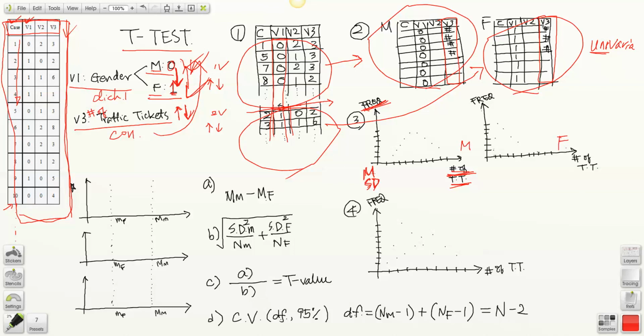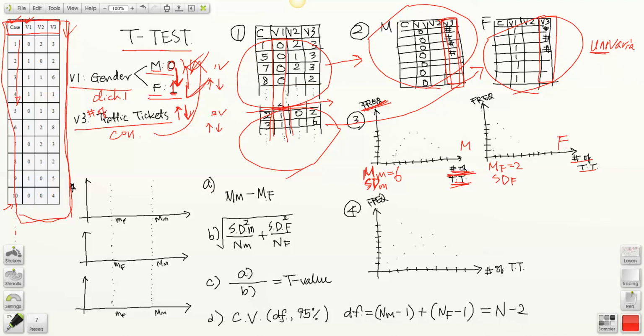So mean number of traffic tickets for male subsample, let's say you calculated from this column and then it was 6. Now mean number of traffic tickets for female subsample, you calculated it and it was 2. And standard deviation of number of traffic tickets for male subsample, standard deviation of female subsample, you calculate that.